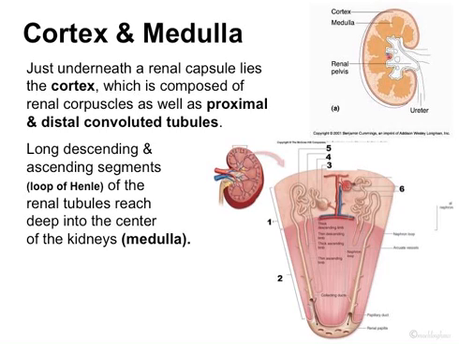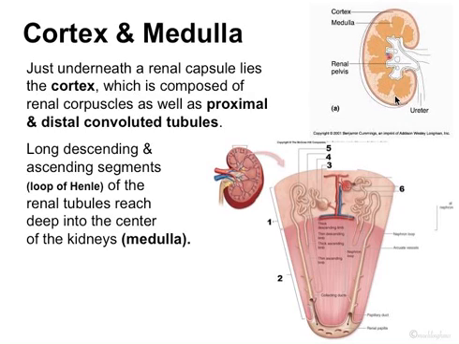When we look now at the kidney a little bit more in detail, going from the outside in, we have first the renal capsule. And then underneath that renal capsule that holds the kidney together, we have the cortex. And the cortex is this structure that's wider here, that's lighter colored, that goes around.